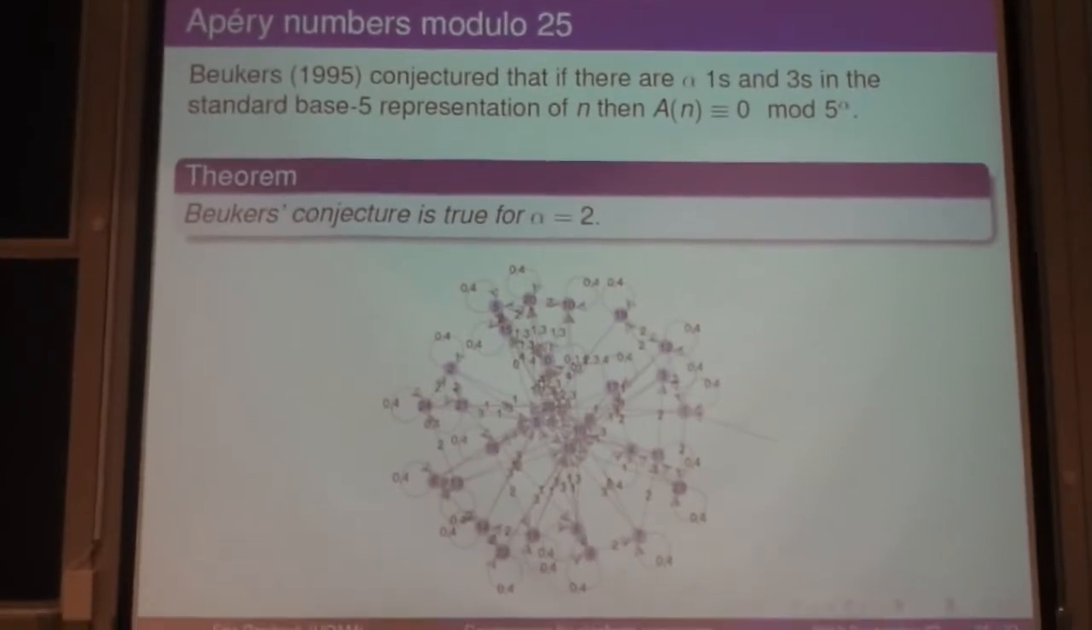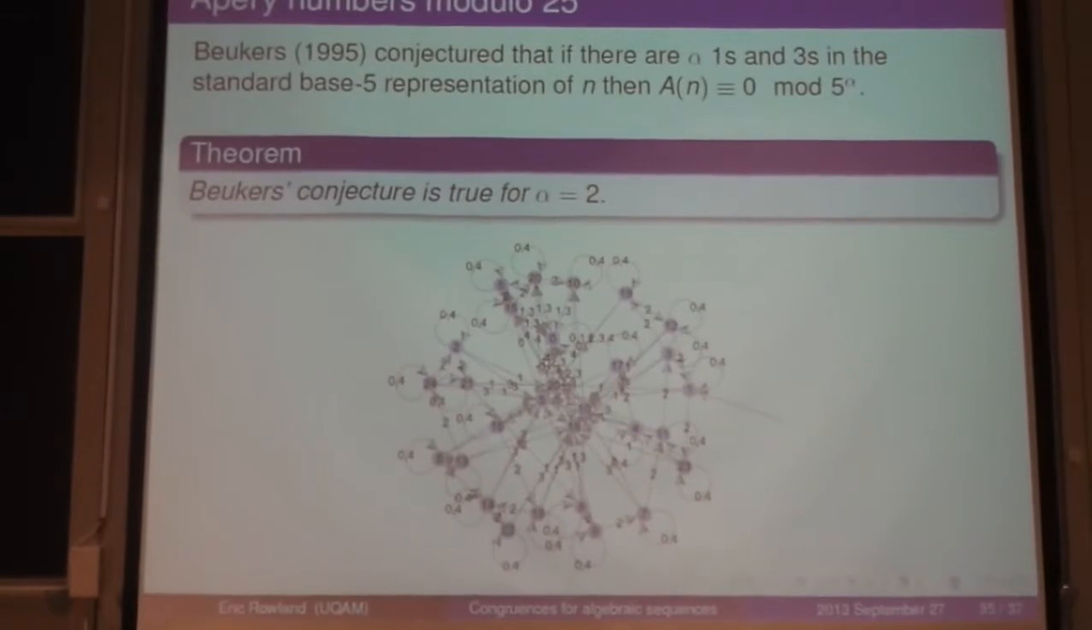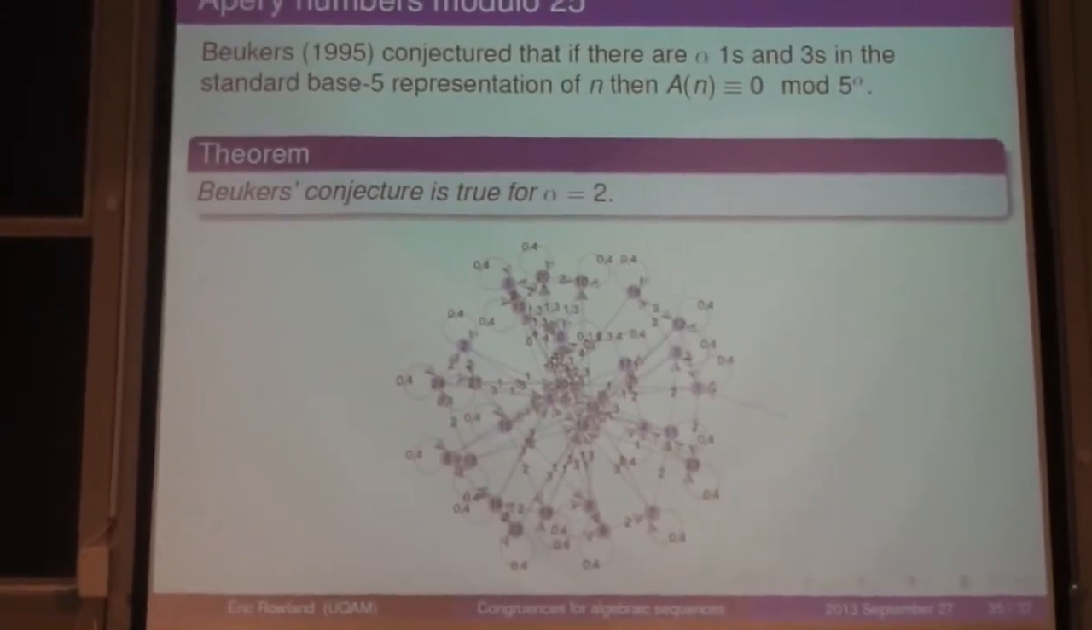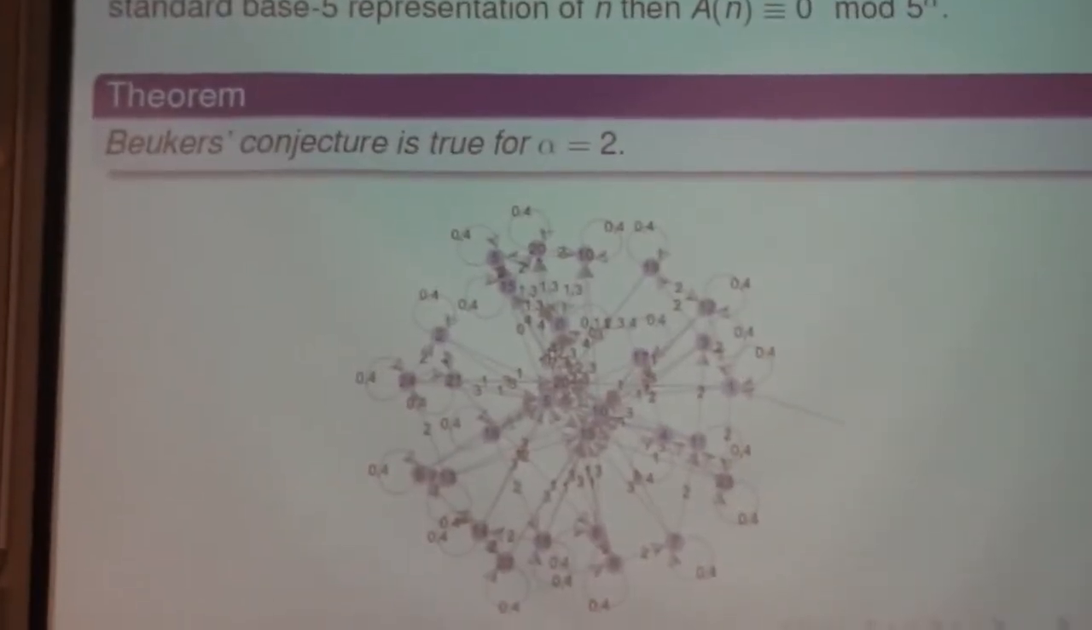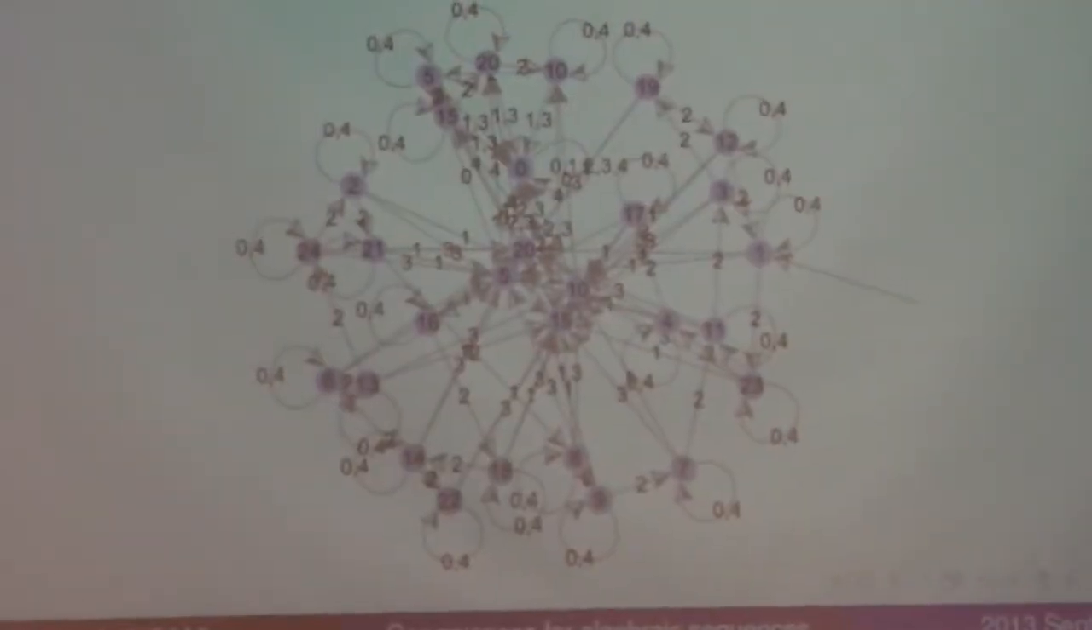And Boyker's, this is a more well-known conjecture, Boyker's conjectured that if you look at the base 5 expansion of n, and you count the number of 1s and 3s that you see, and if that number is alpha, then an is 0 modulo 5 to the alpha. This kind of result is not approachable using this method because this is a statement about an infinite set of prime powers. But for any particular prime power, we can of course compute the automaton.